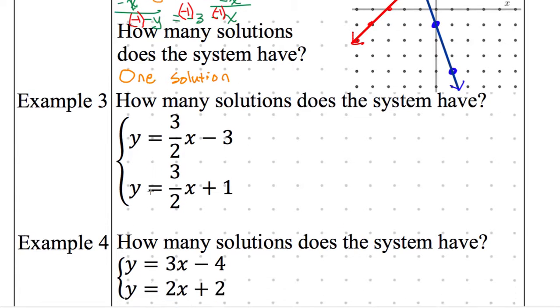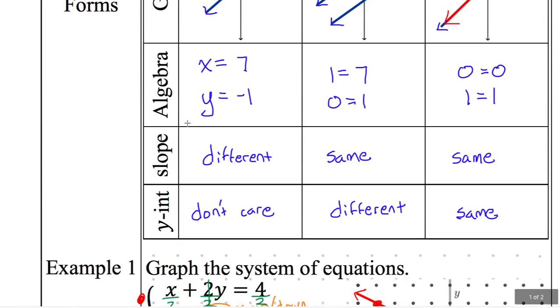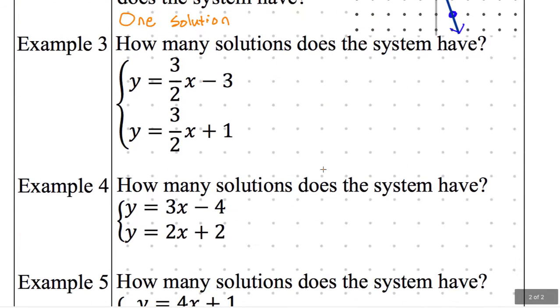Okay. All right, let's go to finding number of solutions without looking at the graph. So now we're purely looking off of this information right here. You're purely looking at the bottom 2 rows of your table. All right. So let's first look at the slope.